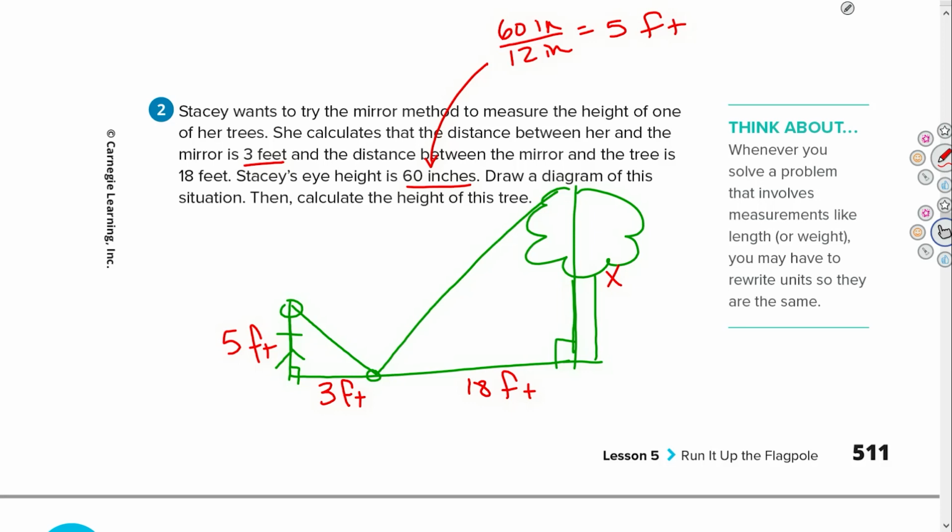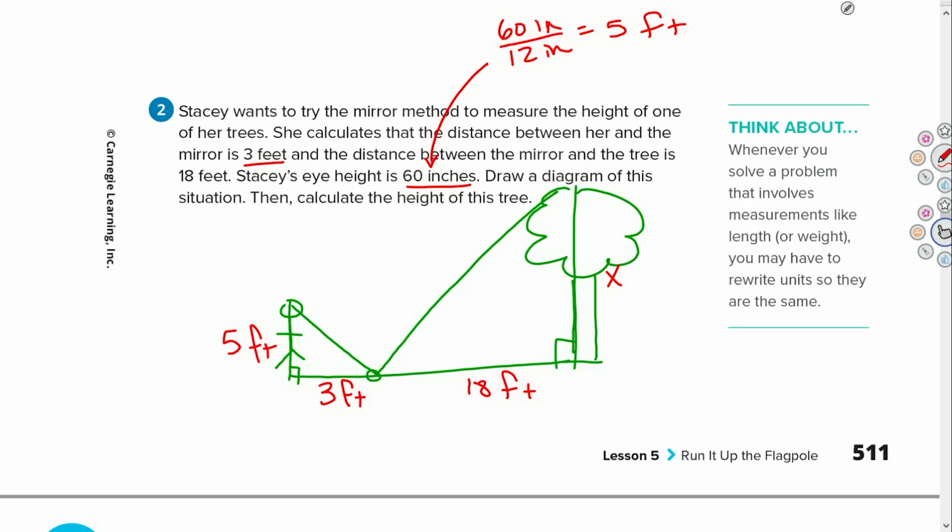Now I want you to pause the video and try to find, with this diagram, the height of the tree. Write a proportion. I don't care if it's corresponding ratios or within figure ratios. Write a proportion and solve it. You can pause the video.